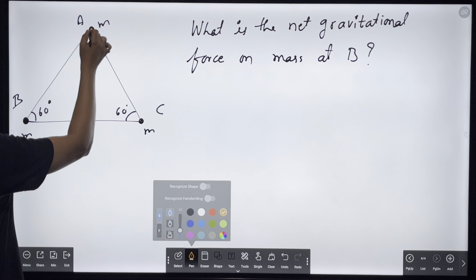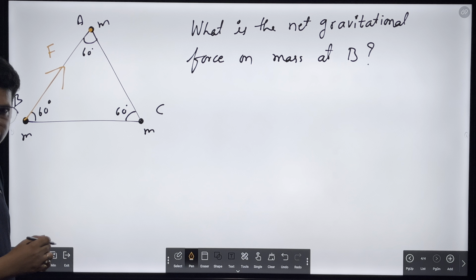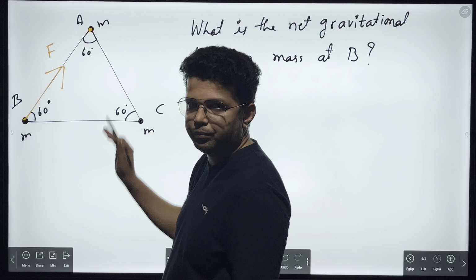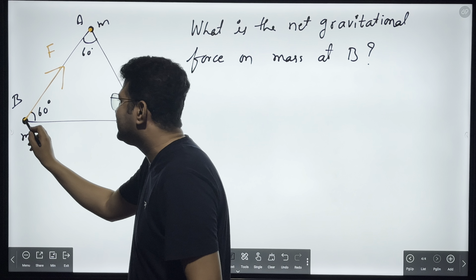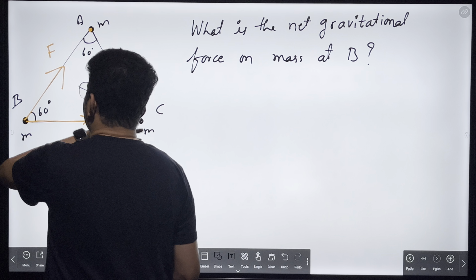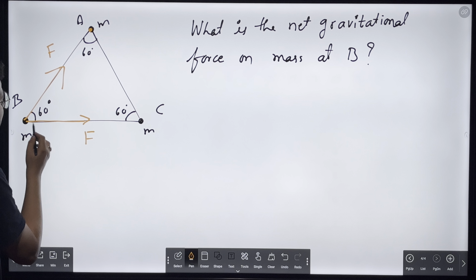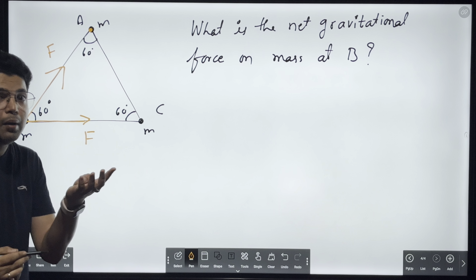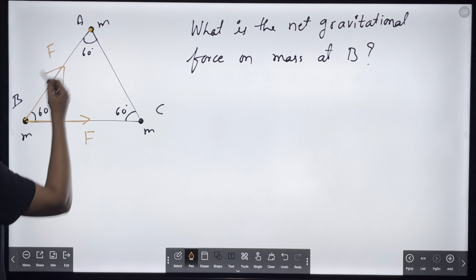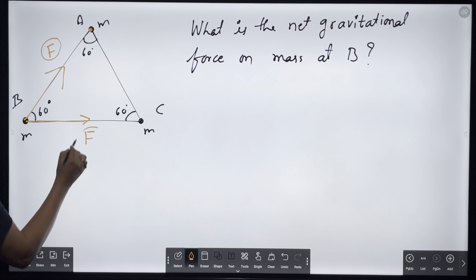See, mass A is attracting this mass B in this direction, correct? With some force. Because this mass M is attracting this mass in this direction. This mass M here is attracting this mass in this direction. Magnitude of both the forces are same. This also F, this also F. Why? It is an equilateral triangle. This distance is equal to this distance. Distance is same. Masses involved are same, because here M into M divided by R square. Correct? Now here also M into M divided by R square, because distance is same. So magnitude of both the forces is same here.